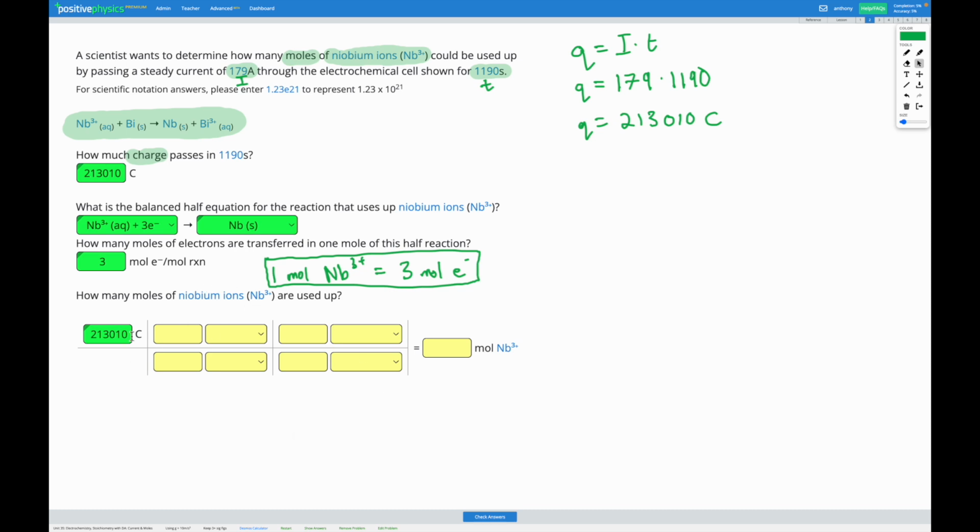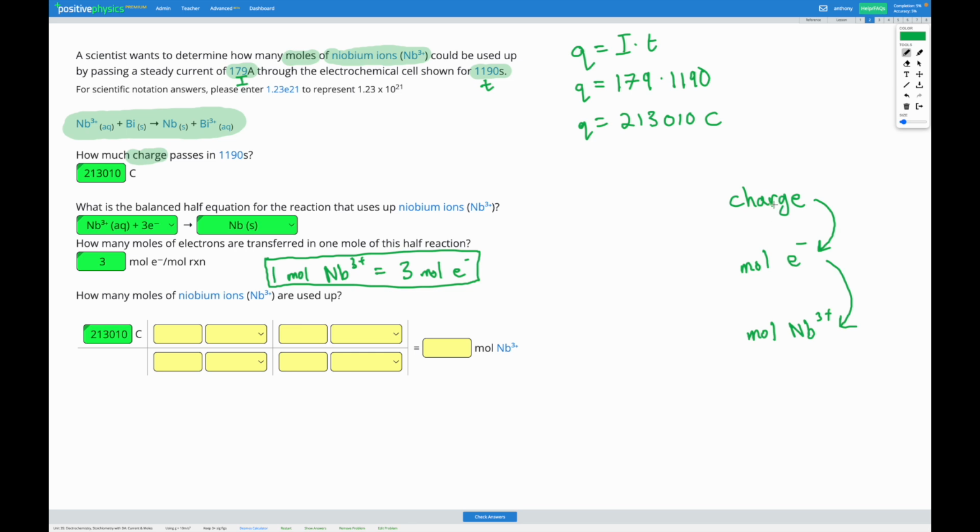Now we can go ahead and use our dimensional analysis table to figure out how many moles of niobium ions are used up. So we're starting with charge here. And we want to end up with moles of niobium 3+. And to get from charge to moles of niobium 3+ ions, first we're going to convert into moles of electrons. Because we know how to convert between charge and moles of electrons, and then we know how to convert between moles of electrons and moles of niobium 3+ using that conversion factor we just found.